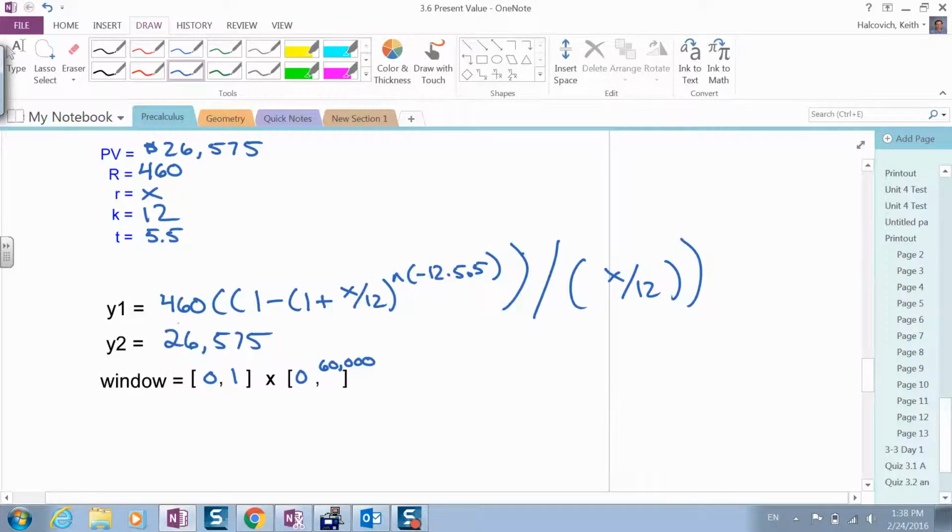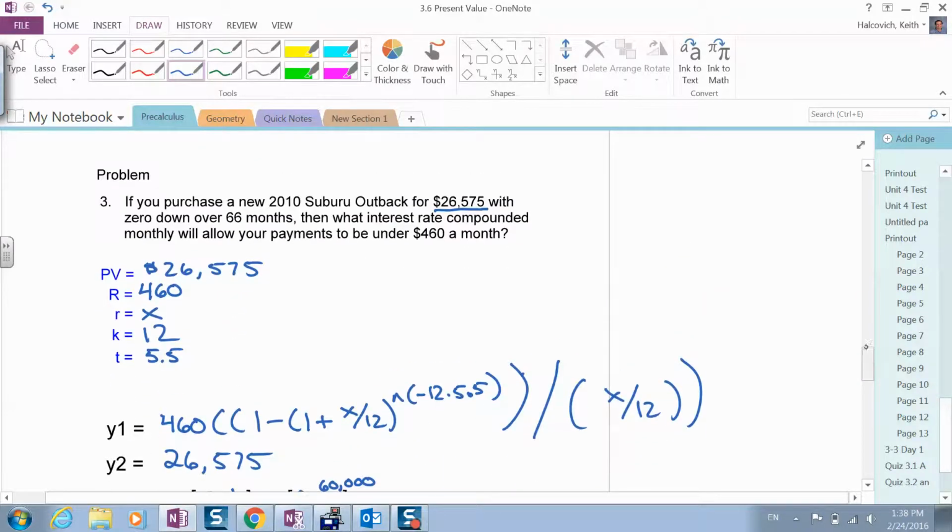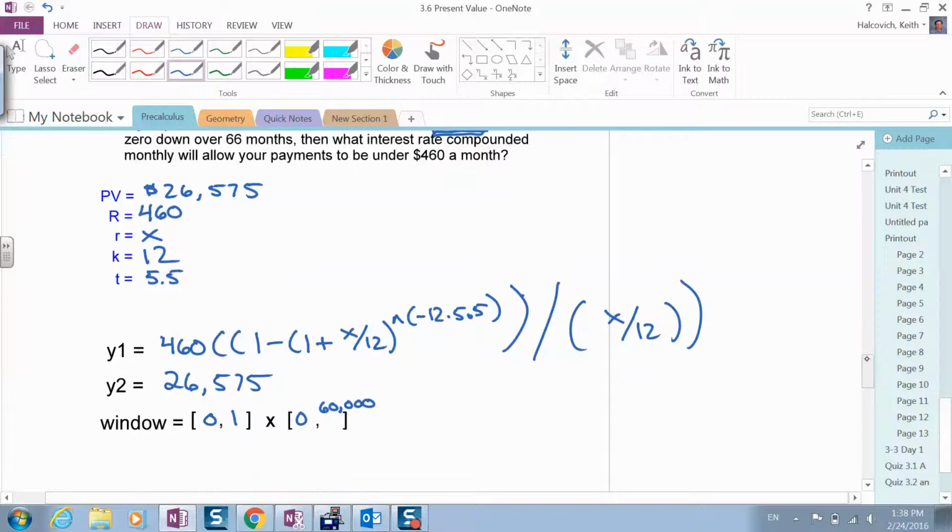All right, so when you type it in your calculator, there's your y sub 1 when you put it in the equation. Y sub 2 is your present value of $26,575, because remember, you didn't put anything down, so you still owe the whole amount. And your window is going to be from 0 to 1 because you're trying to find a rate, and then 0 to 60,000 because you double the present value.